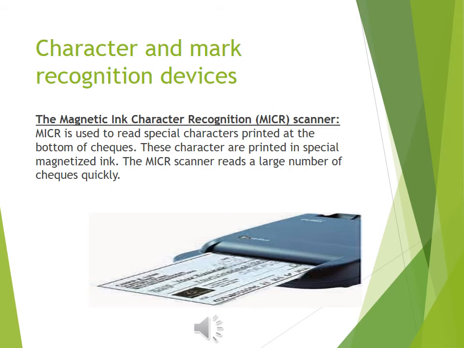The first device of character and mark recognition device is the magnetic ink character recognition scanner, which is known as MICR scanner. MICR is used to read special characters which are printed at the bottom of checks. These characters are printed in special magnetized ink. The MICR reads a large number of checks quickly.